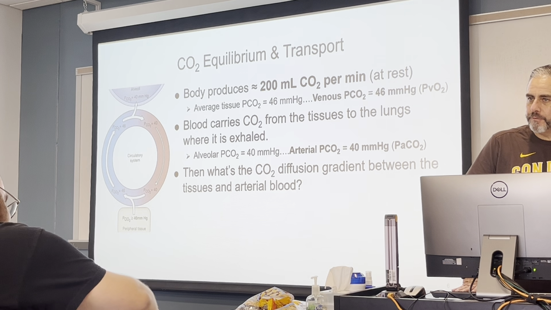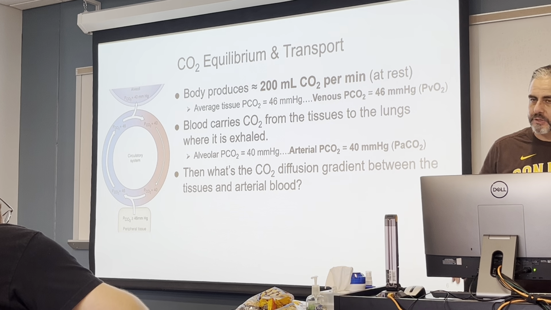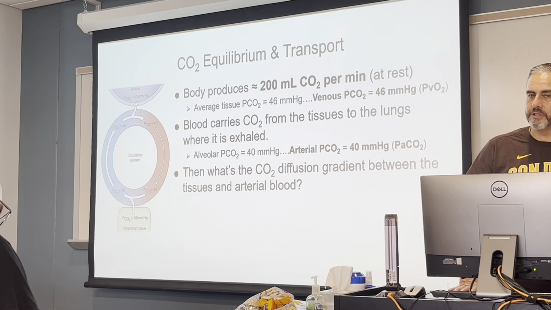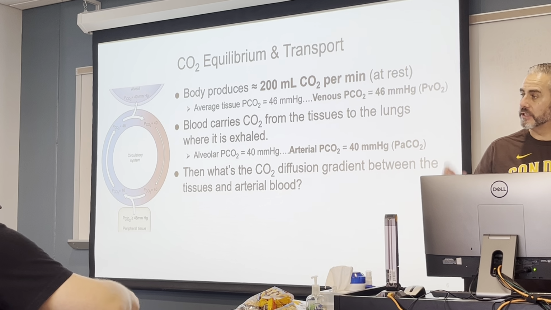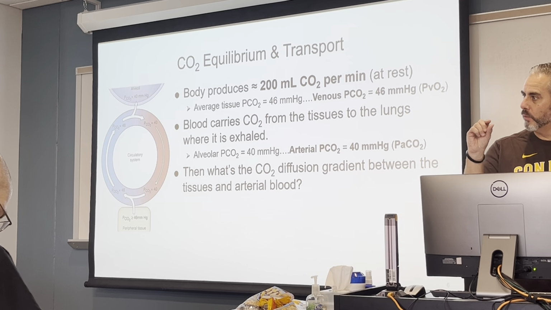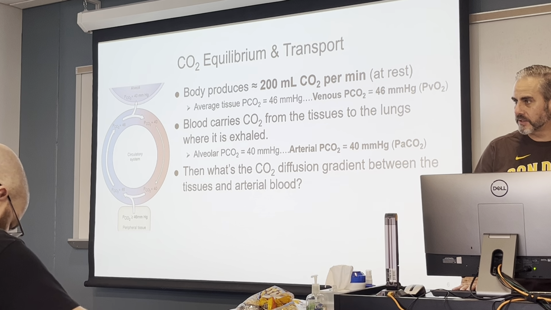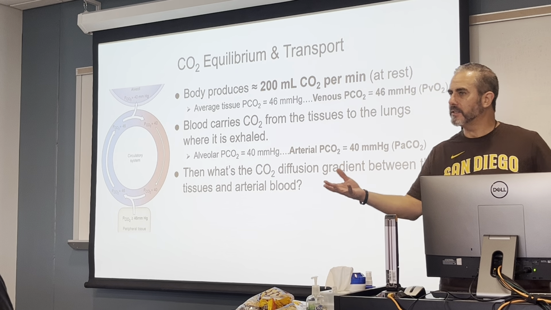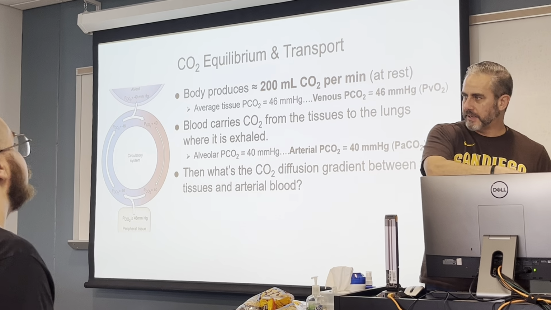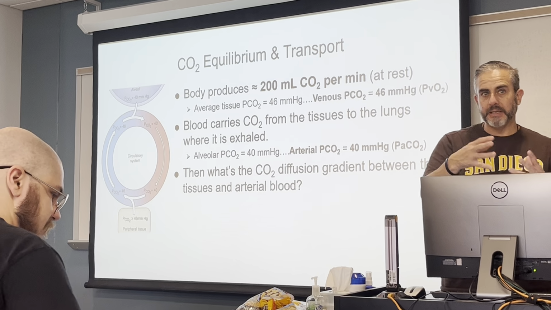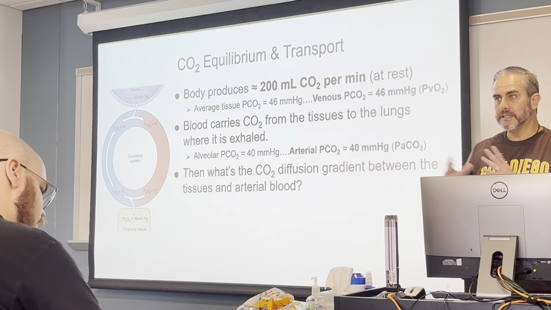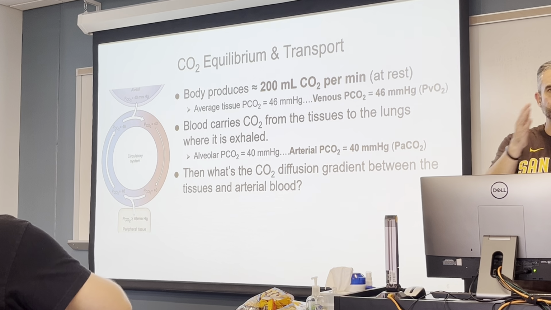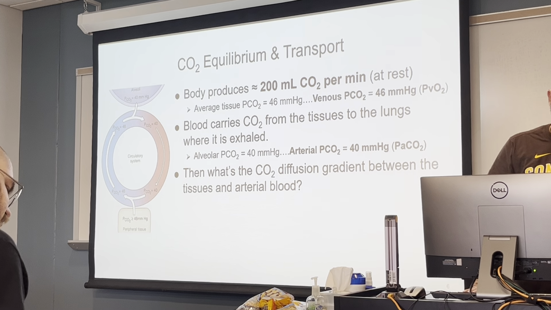So what's the gradient between tissue CO2 and the CO2 found in arterial blood? It's a very small, narrow window, only about 6 millimeters of mercury. Whereas we said oxygen takes about 60 millimeters of mercury. For CO2, there's a very small difference between arterial and tissue or even venous CO2.